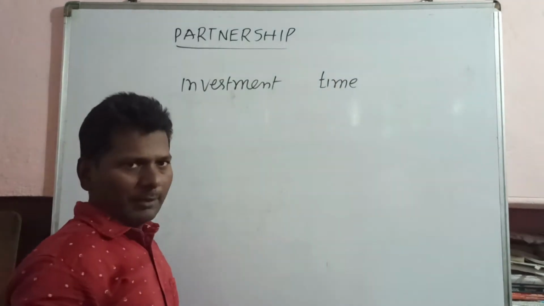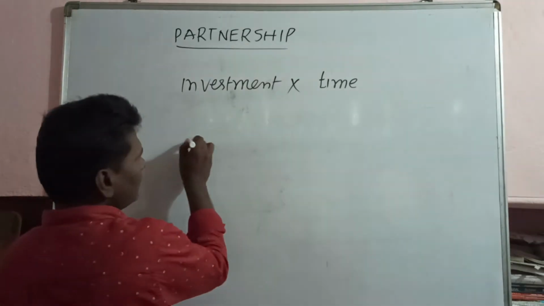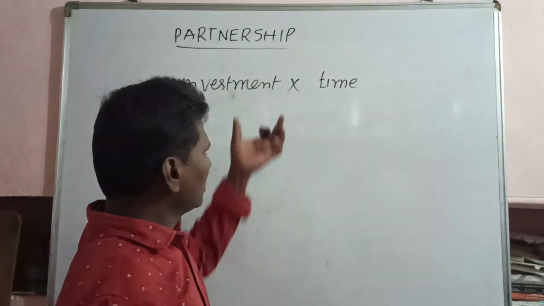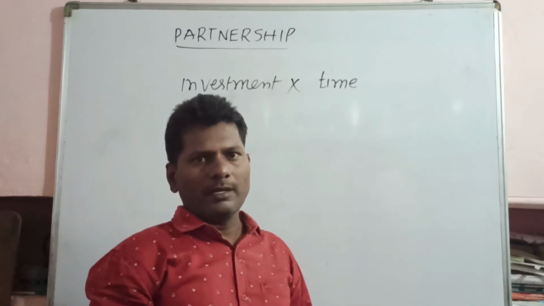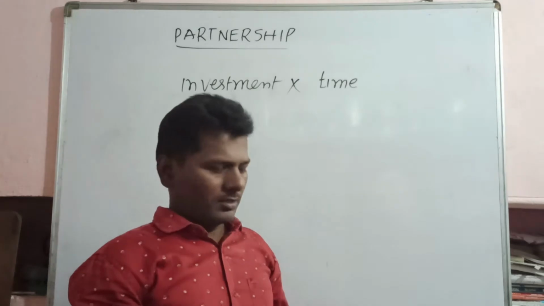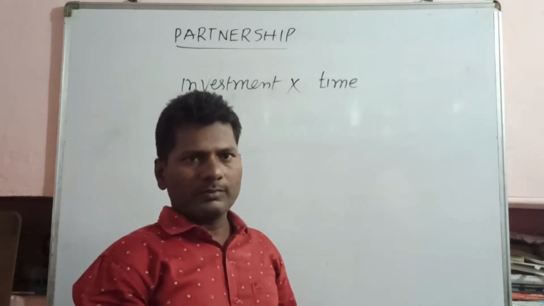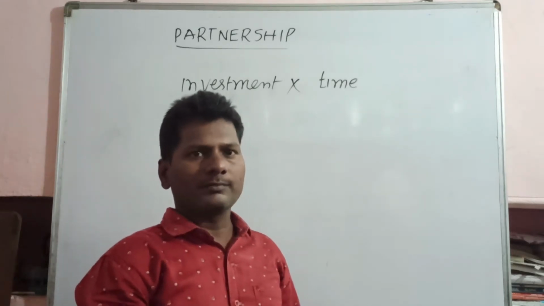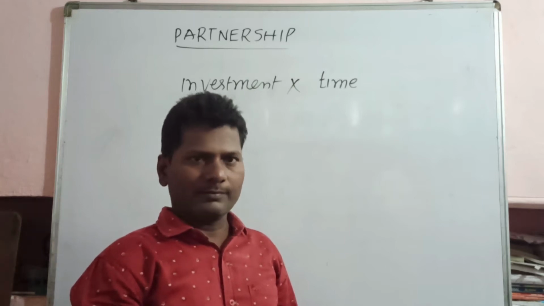We have to multiply these two terms. So this gives us one product. Basing on this value, we distribute the profits they got after a certain period.